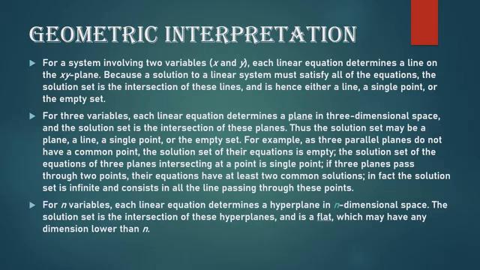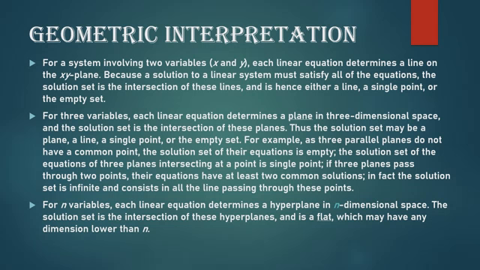Geometric interpretation. For a system involving two variables x and y, each linear equation determines a line on the xy plane. Because a solution to a linear system must satisfy all of the equations, the solution set is the intersection of these lines and is hence either a line, a single point, or the empty set. For three variables, each linear equation determines a plane in three-dimensional space, and the solution set is the intersection of these planes. Thus, the solution set may be a plane, a line, a single point, or the empty set. For example, as three parallel lines do not have a common point, the solution set of that equation is empty. The solution set of the equations of three planes intersecting at a point is a single point.